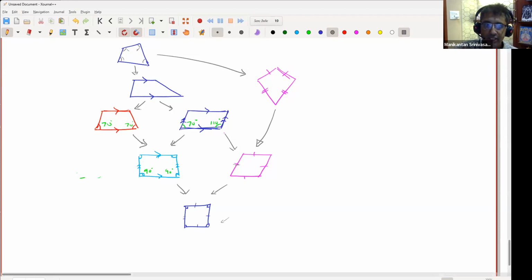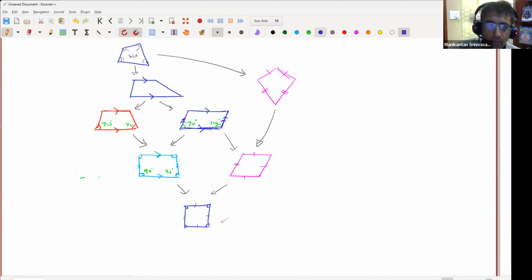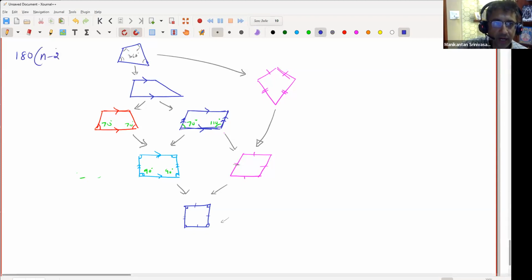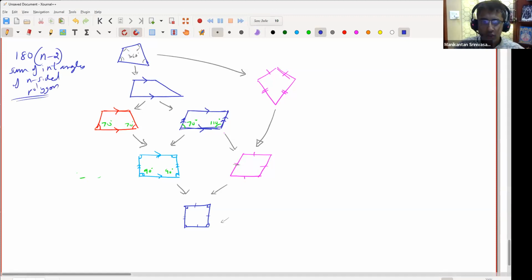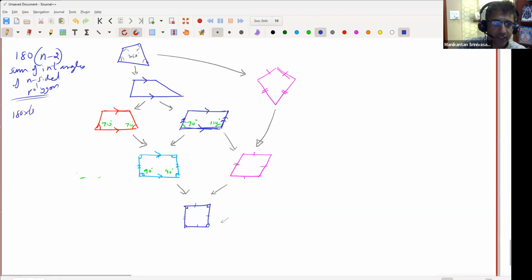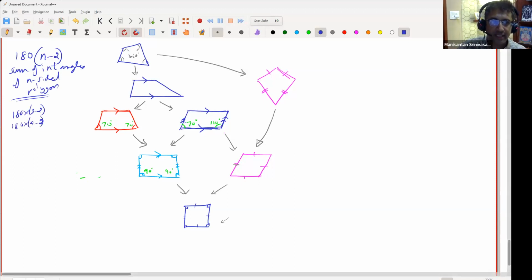All the angles add up to 360, right? So the sum of all the angles in a quadrilateral adds up to 360. More generally, the sum of interior angles of an n-sided polygon will add up to 180 times n minus 2, which is why in a triangle it adds up to 180 times 3 minus 2, which is 180. And in a quadrilateral, it adds up to 180 times 4 minus 2, which is 360. So the sum of all angles is 360 in a quadrilateral.